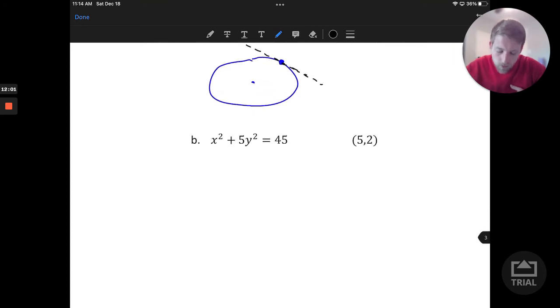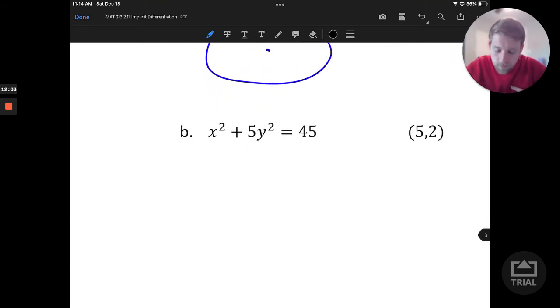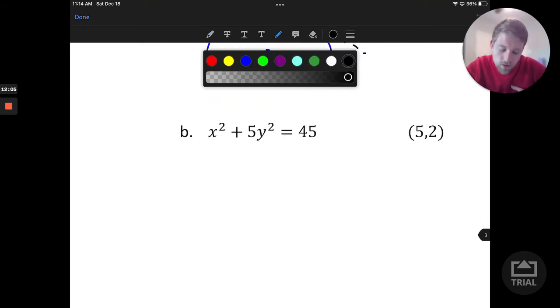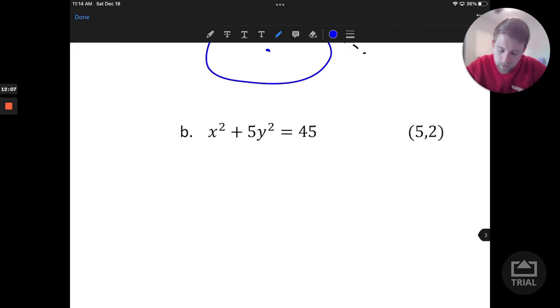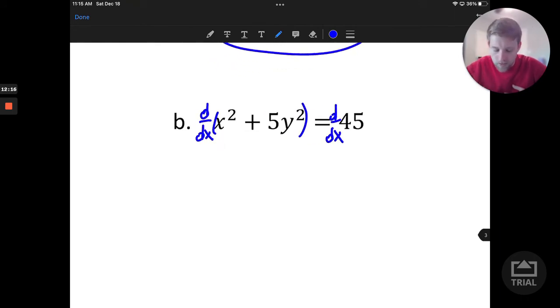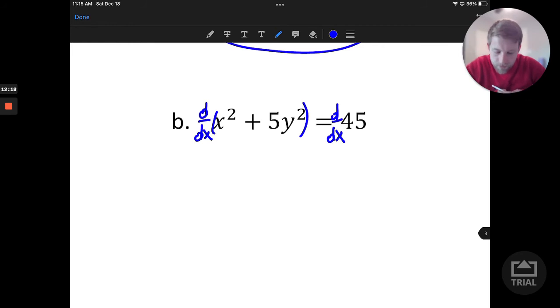So we first want to take our implicit derivative. We'll try to find our tangent slope and then go from there. So derivative with respect to x of both sides. We'll have only a couple terms to work on this one.